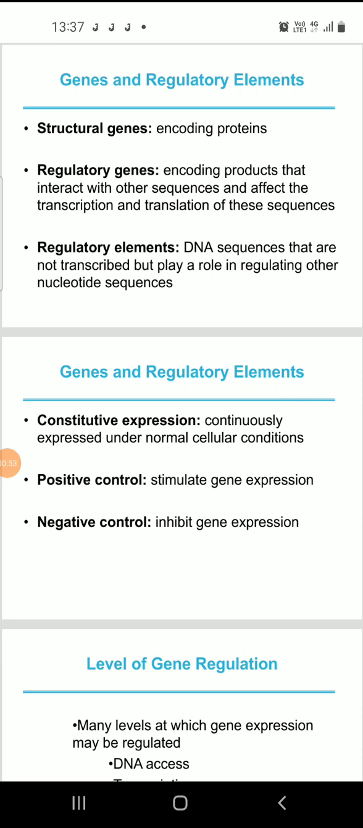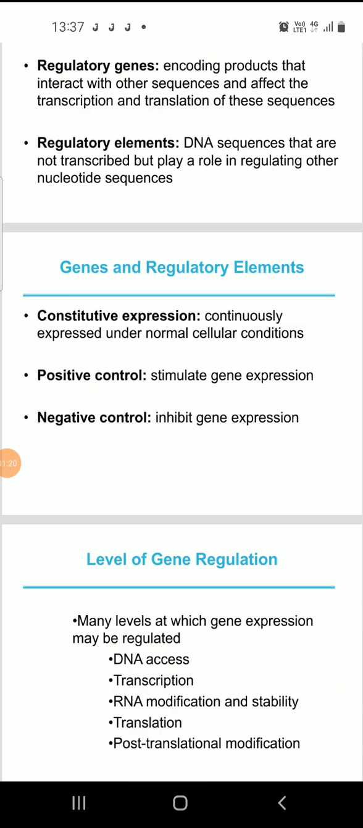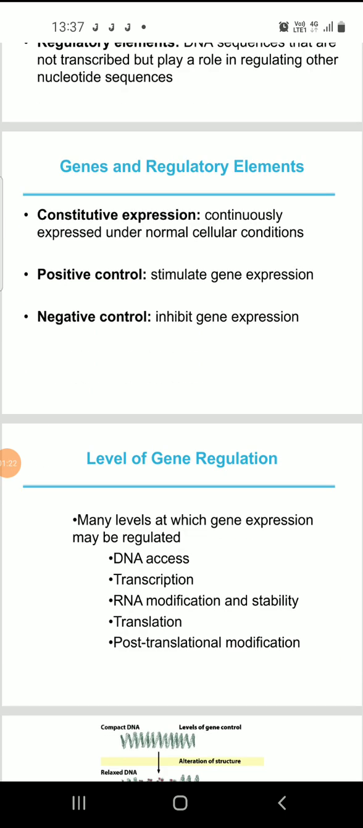Genes and regulatory elements, again we have to consider the constitutive expression, positive control, and the negative control also. Constitutive expression means the genes which are continuously expressed under the normal cellular conditions. Then these genes are positively controlled as well as negatively controlled. The positive control stimulates the gene expression, while the negative control inhibits the gene expression.